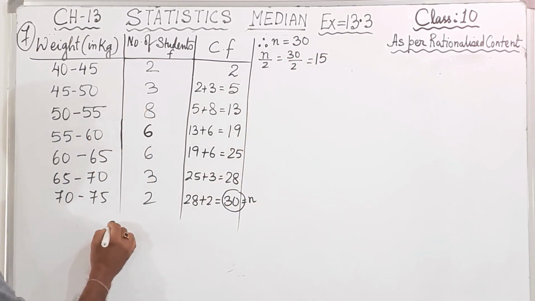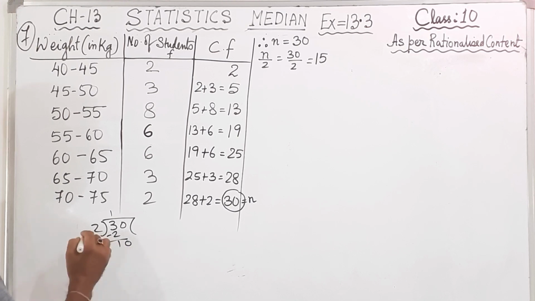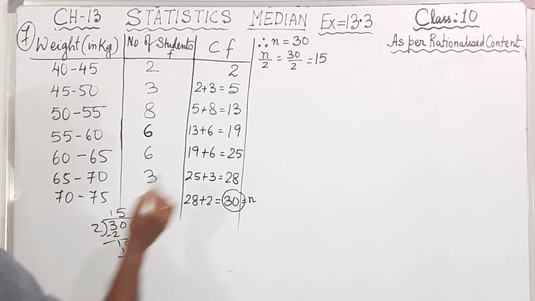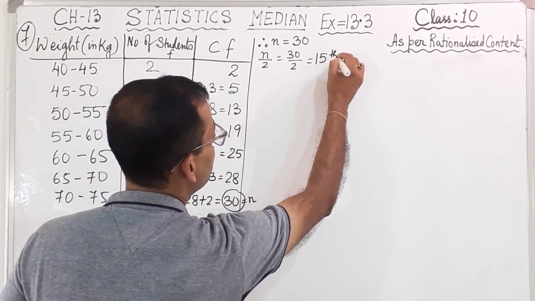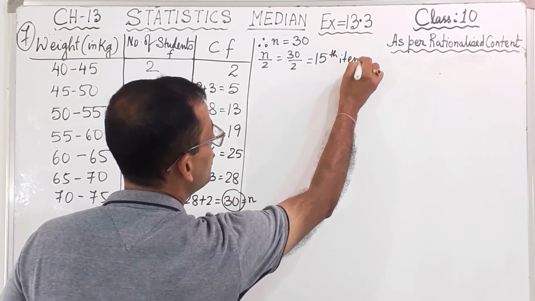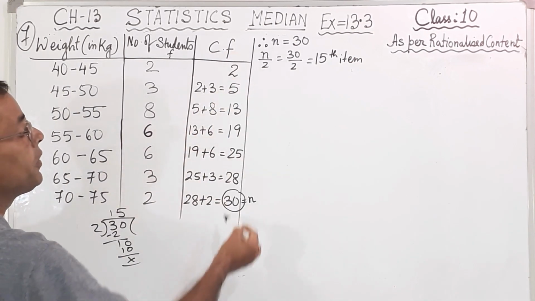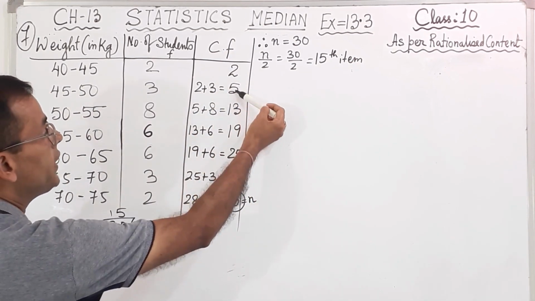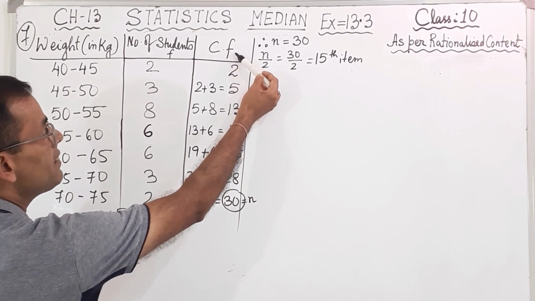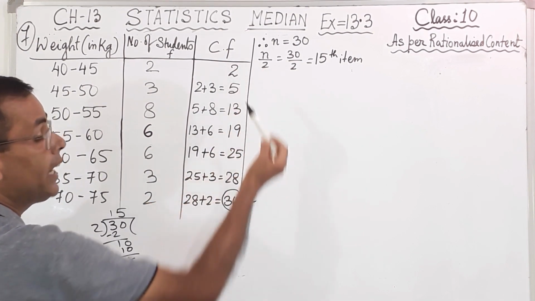See, 30, if you divide by 2, 2 ones are 2, then 1 remainder, then again 0 comes down, 2 fives are 10, and what is coming? 15. We will write 15th item. So 15th item is lying where? In the cumulative frequency. See, this is 2, then 5, then 1 is where? 1 is here upside. 1, 2, 3, like your roll number.